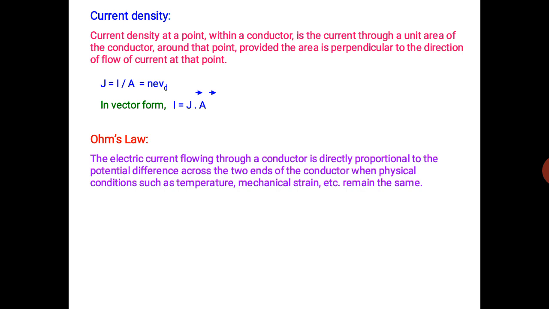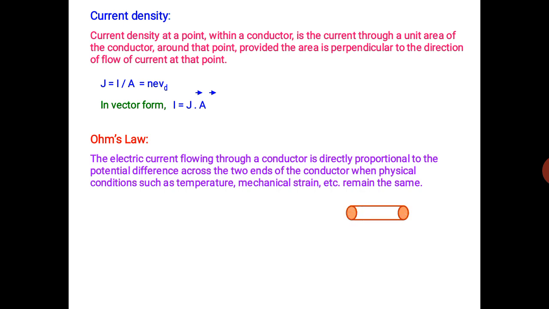Now we have to discuss Ohm's law. The electric current flowing through a conductor is directly proportional to the potential difference across the two ends of the conductor when physical conditions such as temperature, mechanical strain, etc. remain the same.